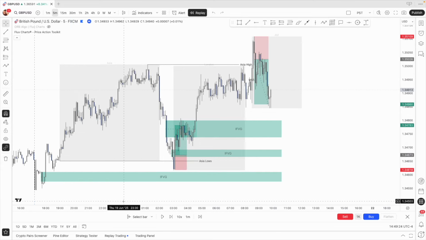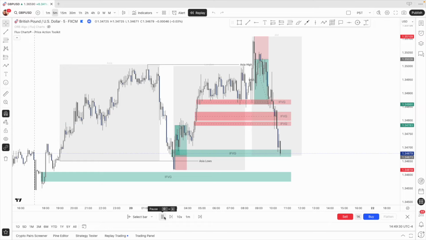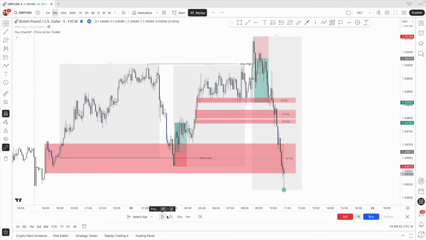And then let's see how the rest of the day played out. As you can see, New York just went straight down after the highs of London and Asia has been taken. Alright, so let's look at one more example.